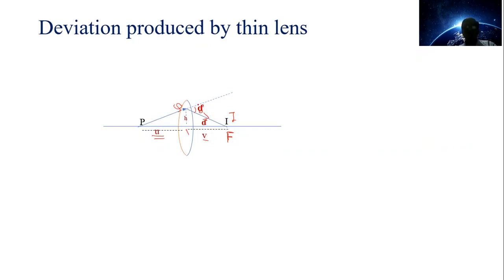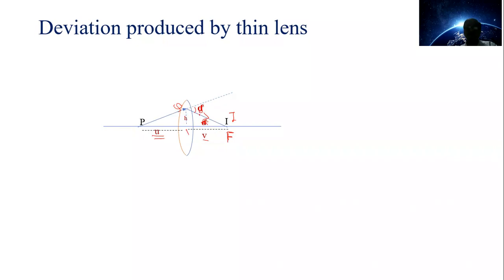Now see from this figure then. Again here delta is the deviation produced. This angle is not delta here.